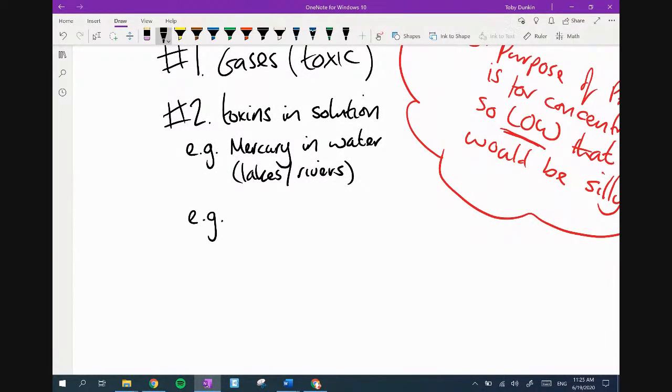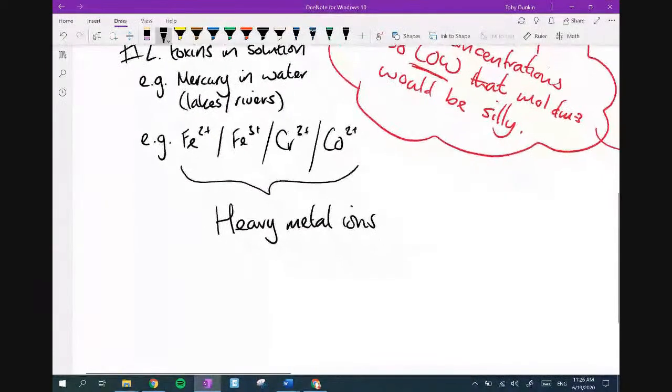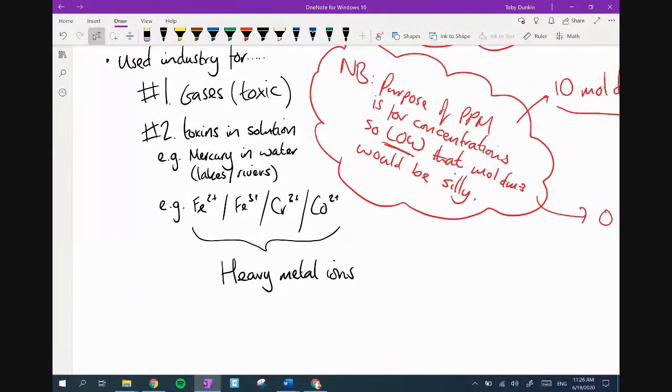I'm going to give you another example. Example number two is things like iron ions, Al2+, Al3+. I'm going to give you other common ones as well: chromium 3+, cobalt 2+. These are classed as heavy metal ions. Heavy metal ions are extremely toxic. They interfere with all kinds of metabolic processes.